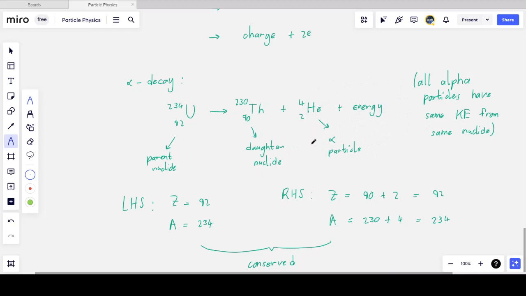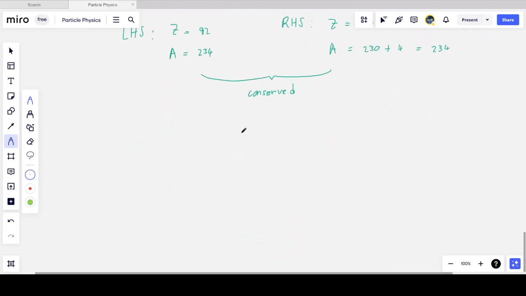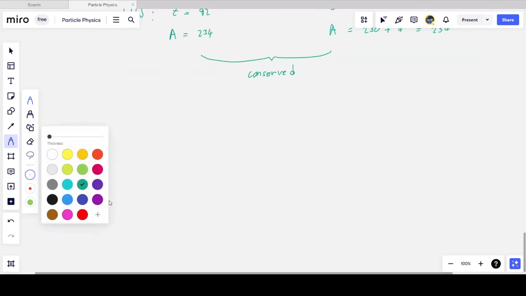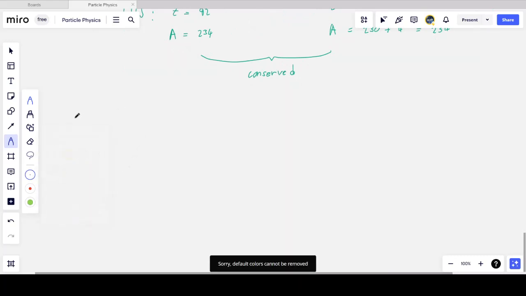And the only extra bit of information we have is that some energy is released, and that energy is usually given to the alpha particle to be fired off at a high speed, and some of the energy goes to the thorium atom as it recoils. Most of the energy will be carried by the alpha particle that actually moves off with a great amount of speed. The next type of radiation we have are beta particles.